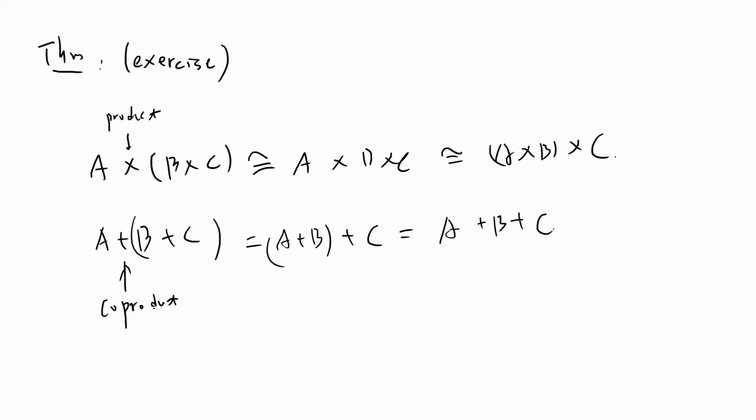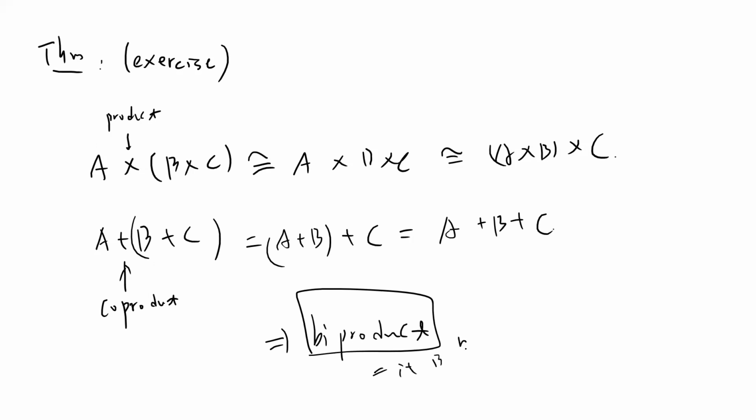Okay, so if the product and the coproduct are the same, then we call it a biproduct. Biproduct definition means that it is both a product and a coproduct. Okay, so up to now, we finished this. Let's talk about equalizers and the coequalizers.